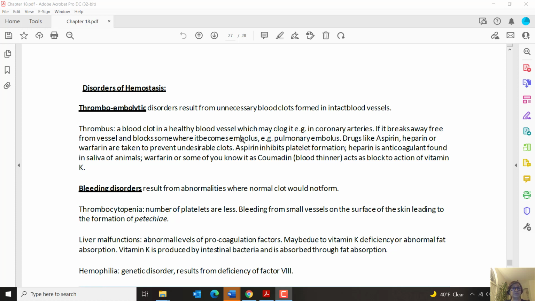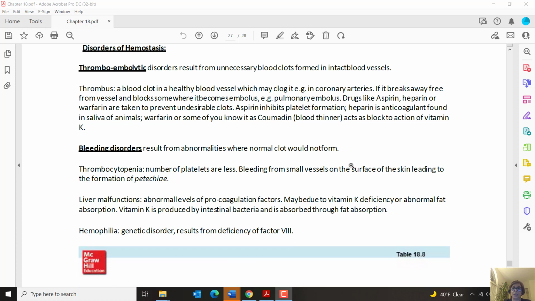And these are essentially life-threatening diseases, especially emboli. And if a person is prone to have blood clots, then they are given drugs like aspirin or heparin or warfarin, any of these blood thinning agents. Heparin is an anticoagulant found in the saliva of, like, tapeworm. Okay. Warfarin is Coumadin, which is very commonly used.